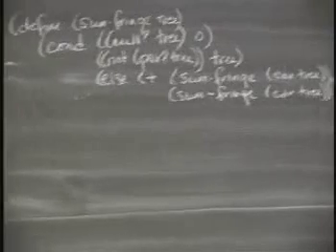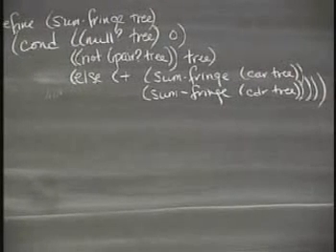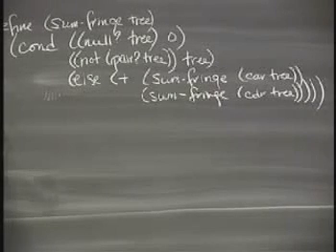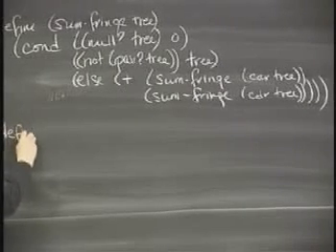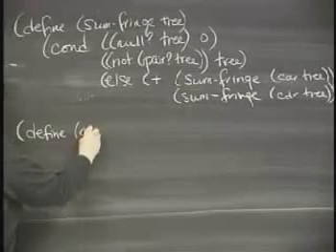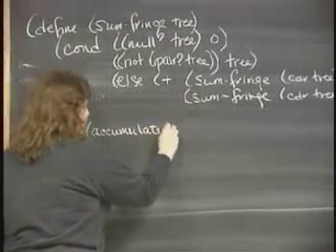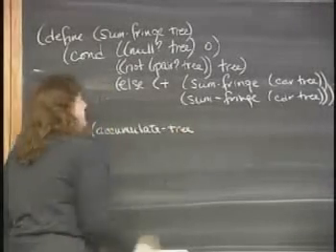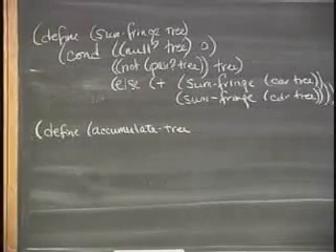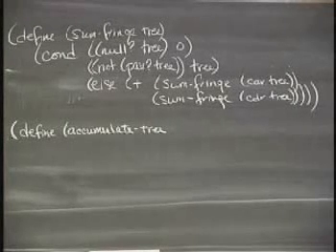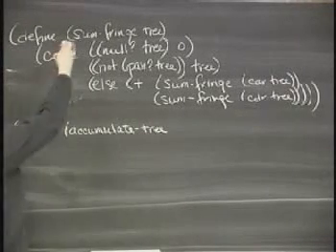Okay. Now, assuming that we had just looked at fringe, which is on your sheet, and sum fringe, there's some pattern in these. Because Scheme is all about capturing patterns, let's write accumulate-tree. Let's think about what's the pattern that we can capture and what's going to change. So let's look at sum fringe as an example.